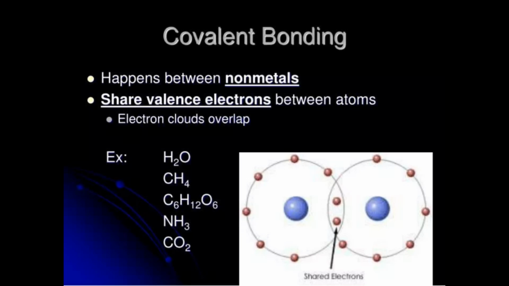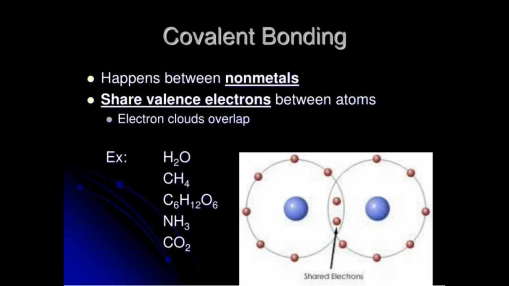What is covalent bonding? Covalent bond is a bond that happens between non-metals. It involves sharing of valence electrons between atoms, or what we call electron clouds overlap. So in covalent bonding, atoms or electrons are shared. In covalent bonding, electrons are shared.